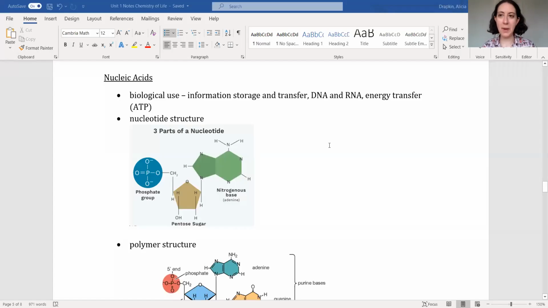Nucleic acids are, I mean, they're the coolest things ever. I love nucleic acids. It's just got all the chemistry and it's the heart of all biology, and they're just so great. Look at how beautiful they are.